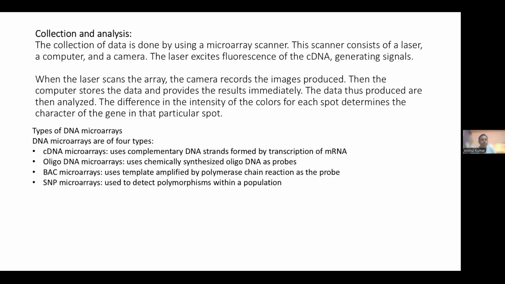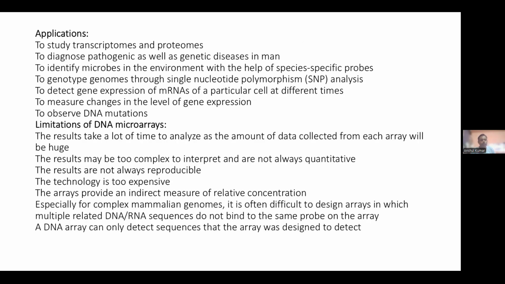Types of DNA microarrays are cDNA microarrays, oligo-DNA microarrays, BAC microarrays, which use a template amplified by polymerase chain reaction as the probe, and SNP microarrays, used to detect polymorphism within populations. Applications are to study transcriptomes and proteomes, diagnose pathogenic as well as genetic diseases in man, identify microbes in the environment with the help of species-specific probes, genotype genomes through single nucleotide polymorphism analysis, detect gene expression of mRNAs, and measure changes in the level of gene expression to observe unique mutations.